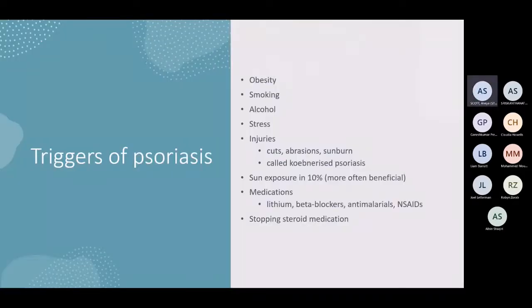And there are lots of different triggers for psoriasis. So different things that can cause a flare-up of the disease. And so obesity, smoking, alcohol, stress, injuries. So sometimes if they get sunburnt or a cut, you can get something called Koebnerized psoriasis. Sun exposure is usually beneficial. It's something that most doctors will encourage their patients to go outside and get some exposure to the sun because it helps, but for some people it can actually go the opposite way. Medications, so the most common ones to know about: lithium, beta blockers, antimalarials and NSAIDs are also best to avoid in psoriasis, and stopping steroid medication can also cause a flare-up.